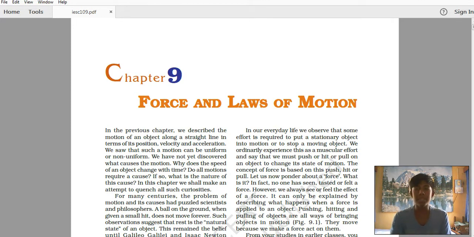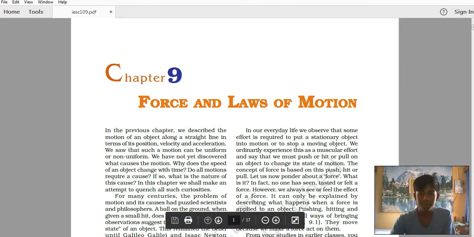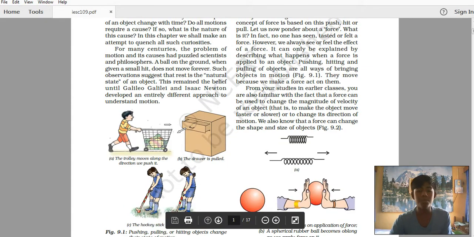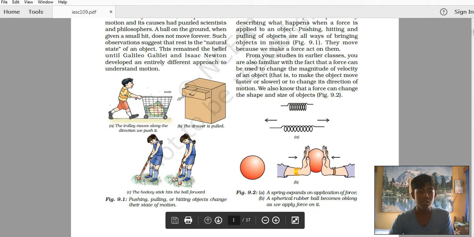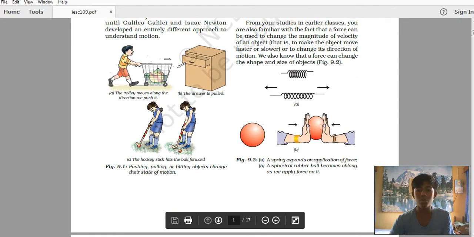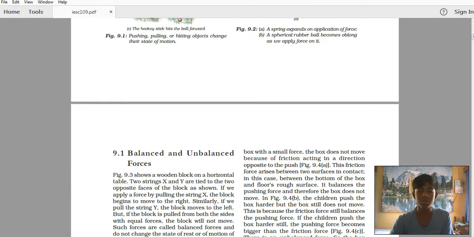What is force? I am telling you, any push or pull or an action is known as force. Suppose I am pushing this body, this is a force. I am pulling, this is also a force. Okay, this is force. So let's go. The trolley is being pushed, the drawer is pulled, while playing hockey we pull, push or hit the ball with the hockey stick. Due to the pull, the spring is expanding. Due to the push, the ball rolls.